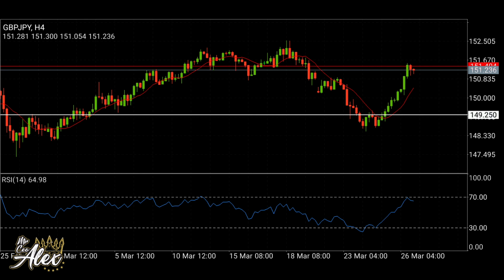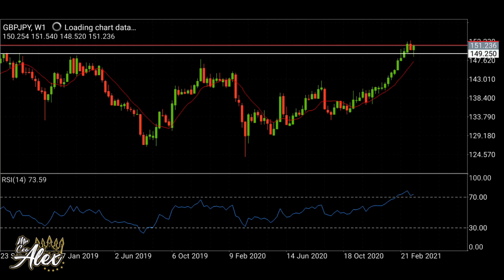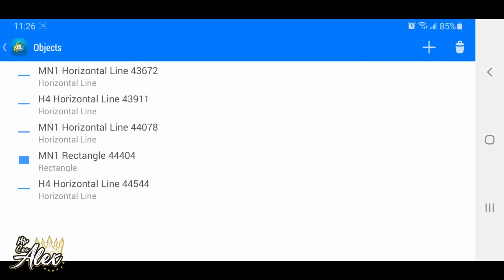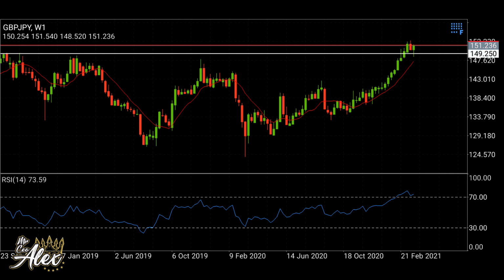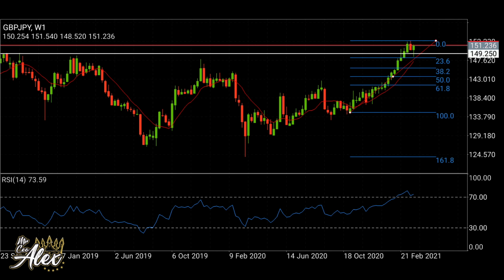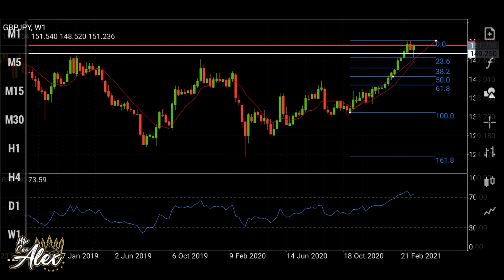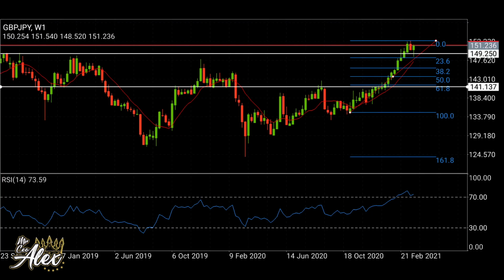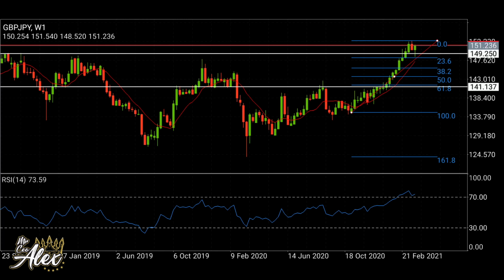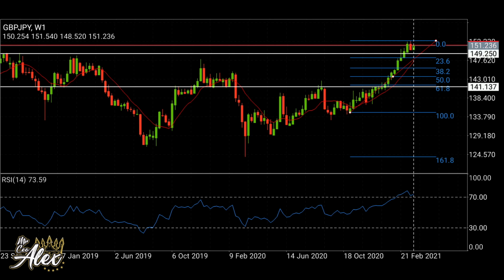We can actually sell this pair to maybe around, because if we pull the Fibonacci, let's see, if we take a Fibonacci from the impulse, from around this area to this area, we can actually sell to around the 0.618 on the Fibonacci area. So around 141.250 area is a good place to close out the trade.